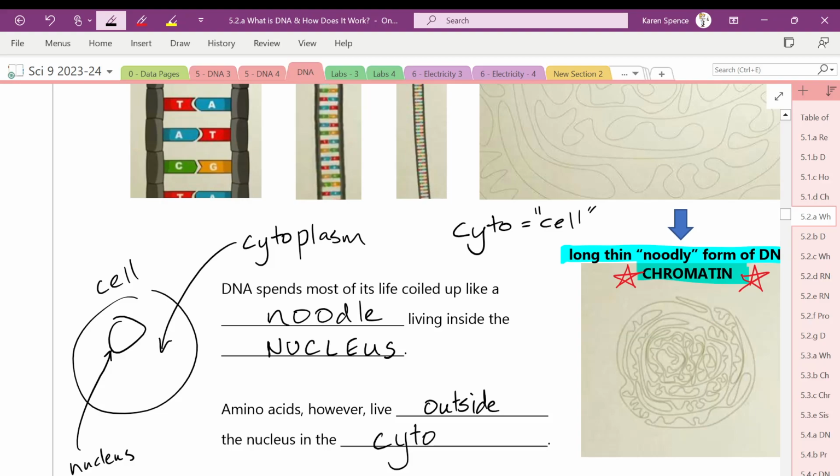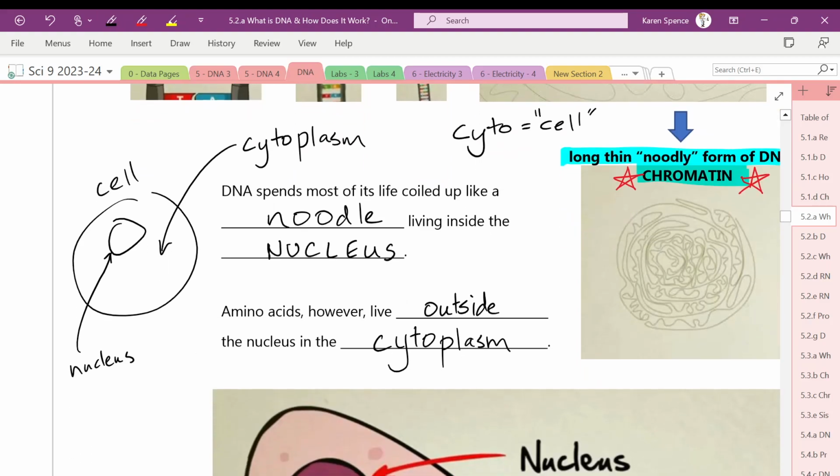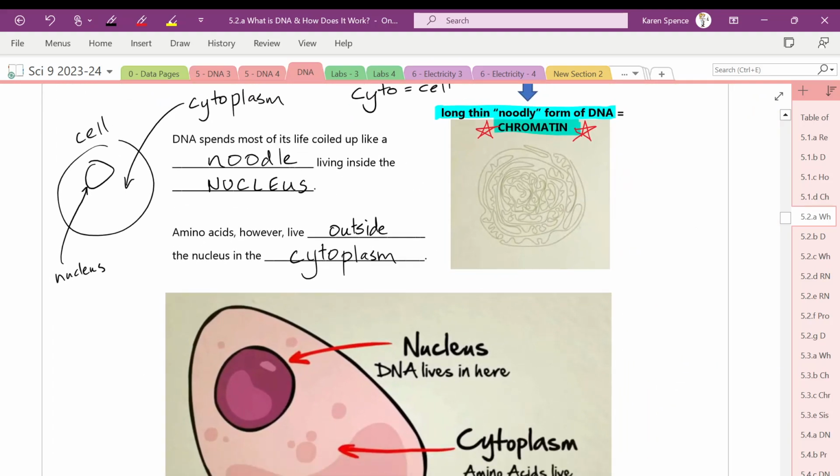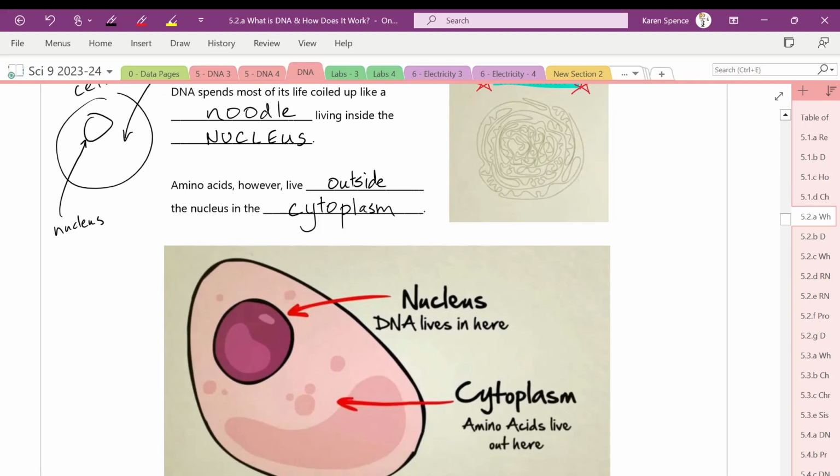So amino acids live outside the nucleus in the cytoplasm. So here's our picture of the cell. There's the nucleus, that's where the DNA lives. Cytoplasm, that's where the amino acids live. And what is the purpose of DNA?